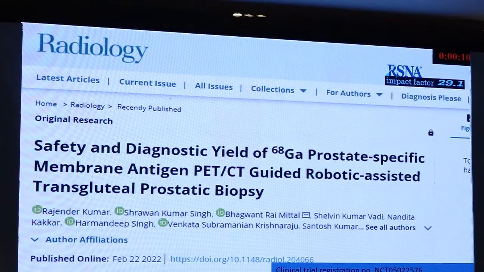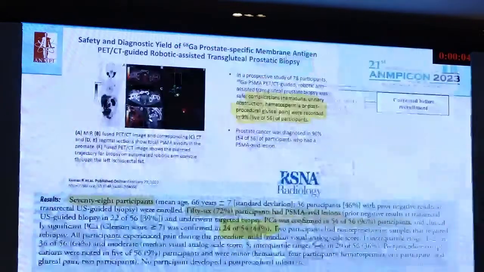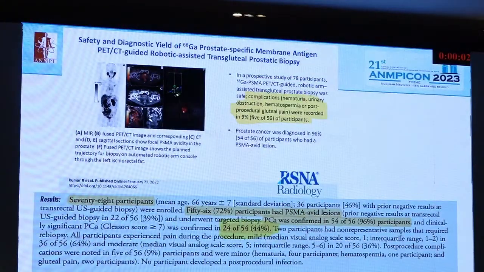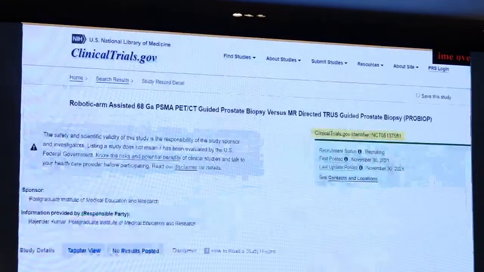So we have published our data in Radiology, and what we found is that PSMA PET-CT guided biopsy is highly diagnostic. Up to 56 patients, we picked lesions in 54 patients, and there were minimal complications reported. Only 1 or 2 patients had complications.